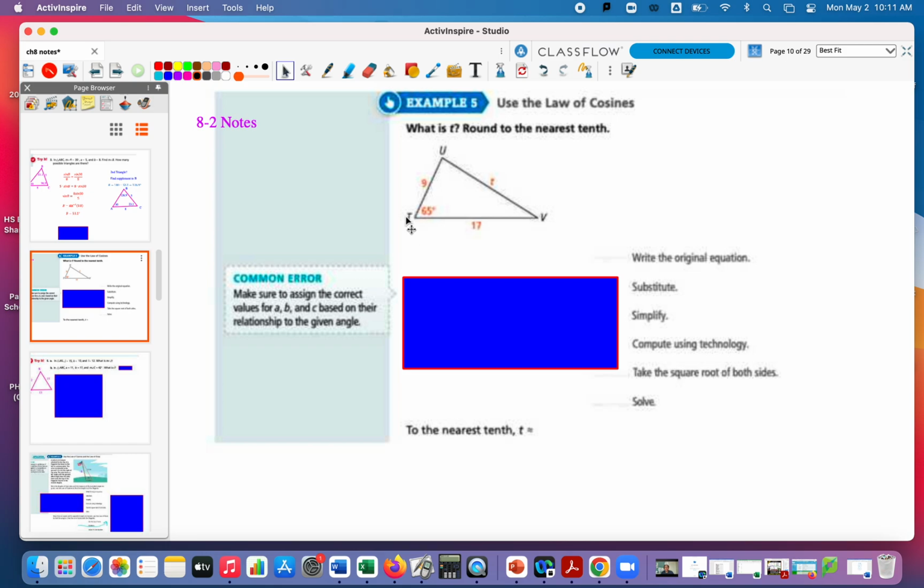So in this situation, what is t? We want to find that. But let's see. I can't use SOHCAHTOA or the Pythagorean theorem because it's not a right triangle. Law of sines, I don't have an angle and a matching side because I don't know any of the other angles, so I can't use law of sines. So I have to go to the law of cosines.